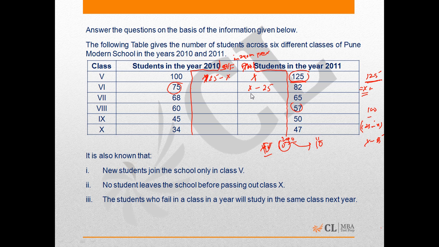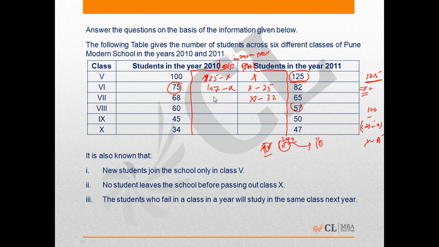Therefore, the number of students out of 82 in class 6th in 2011 who failed in class 6th in 2010 will be 82 minus (X minus 25). This comes out to be 107 minus X. Similarly, we can find the number of students who passed in class 6 in 2010. It will be 75 minus (107 minus X). This comes out to be X minus 32. They will join class 7th in 2011.